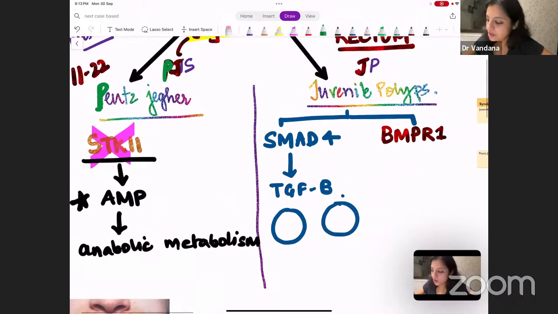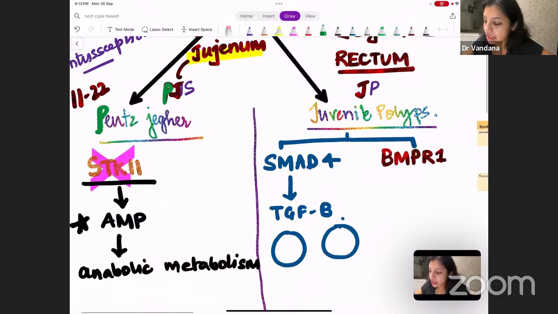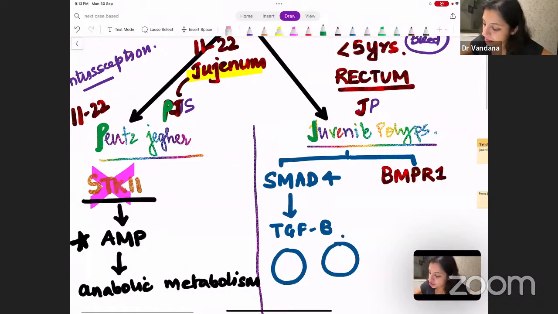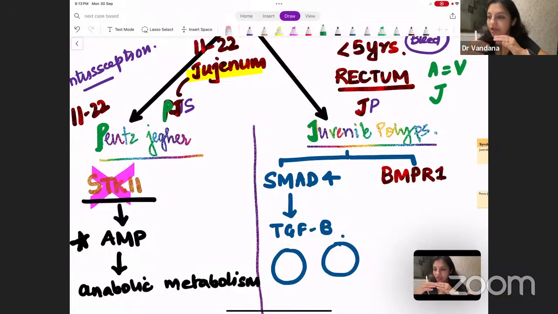In juvenile polyps, again, I told you juvenile polyps is J. So remember they have J-like junctions. What are these J-like junctions? They have arteriovenous malformations, or they can have clubbing. So either they have J's joints, artery and veins joined together. So AV malformation or clubbing is seen here. Okay, understood?